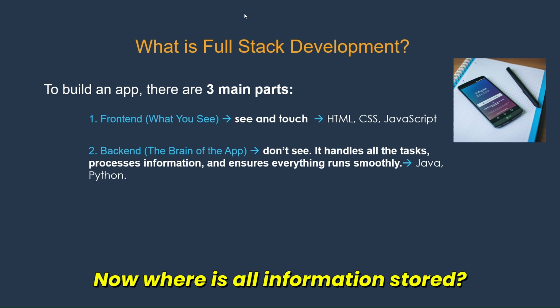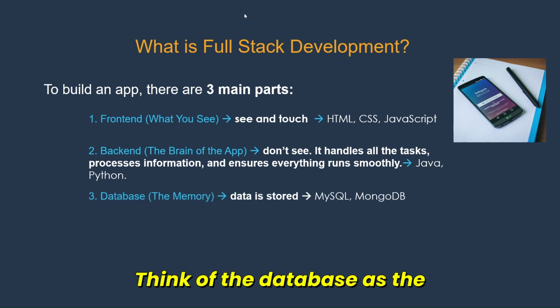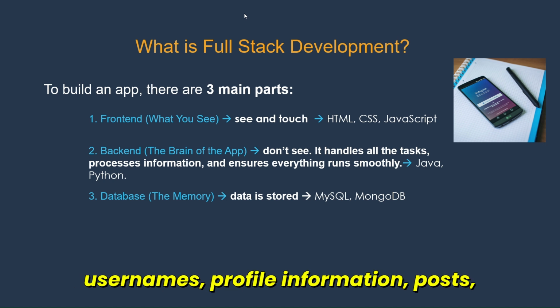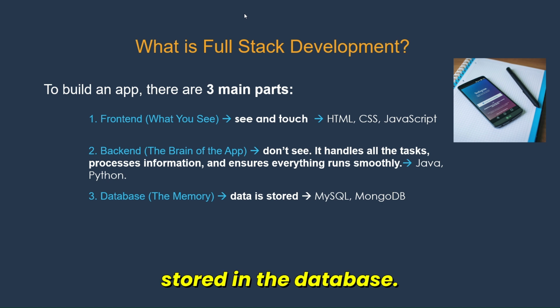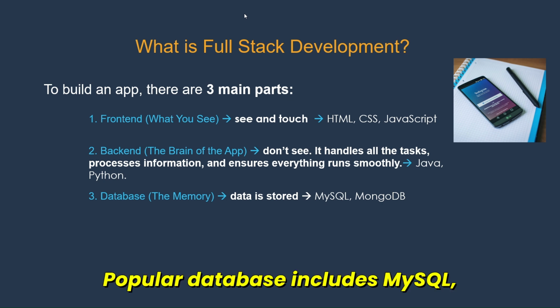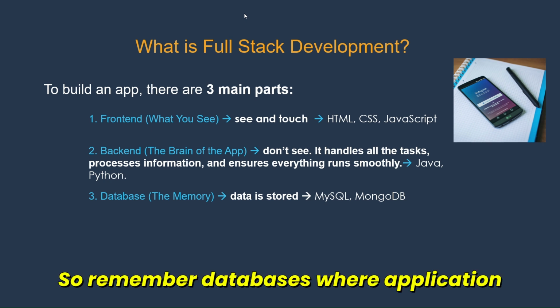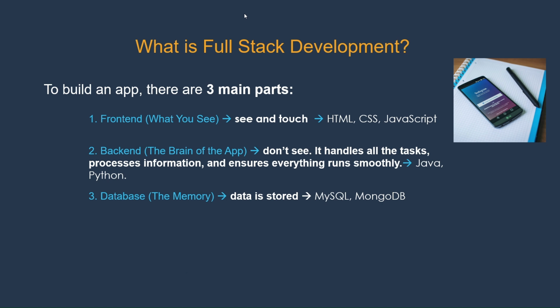Now, where is all information stored? Think of the database as the memory of the application. For example, usernames, profile information, posts, comments, and other data can be stored in the database. Popular databases include MySQL, MongoDB, and SQL Server. So remember, database is where application data is stored and managed.